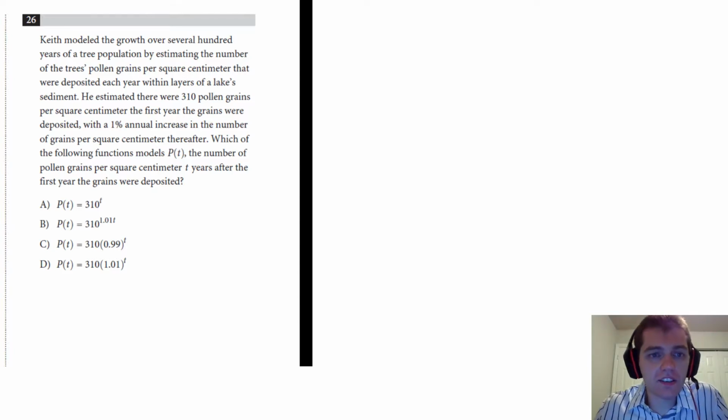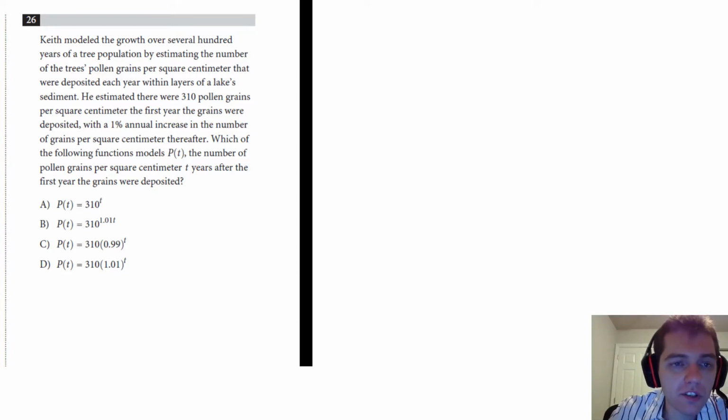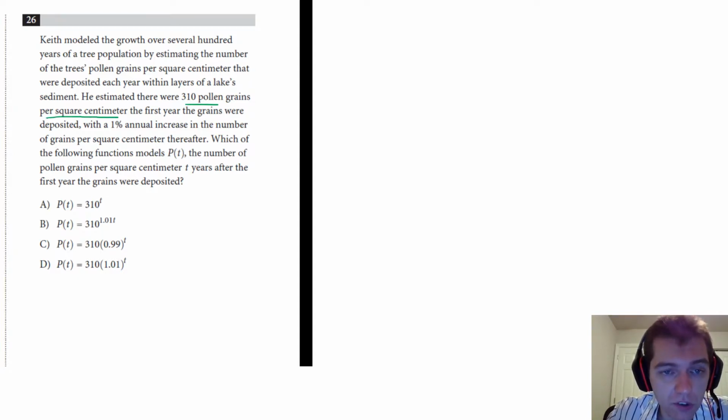Problem 26. Keith modeled the growth over several hundred years of a tree population by estimating the number of trees' pollen grains per square centimeter that were deposited each year within the layers of a lake sediment. That's a long sentence. He estimated there were 310 pollen grains per square centimeter the first year the grains were deposited, with a 1% annual increase in the number thereafter. Which of the following functions models P(t), the number of pollen grains per square centimeter t years after the grains were first deposited?